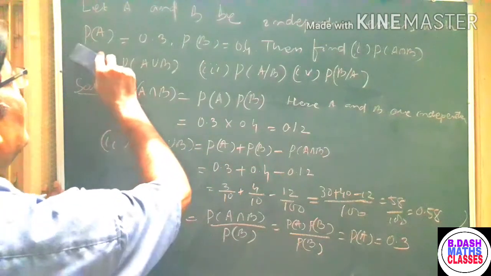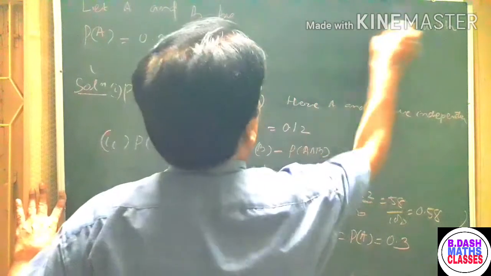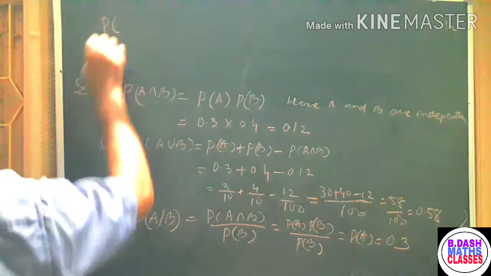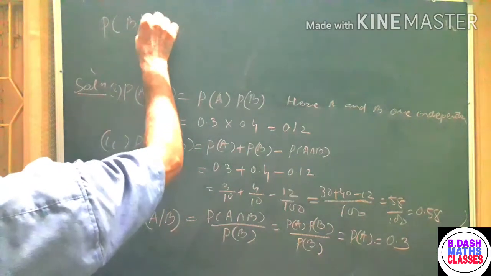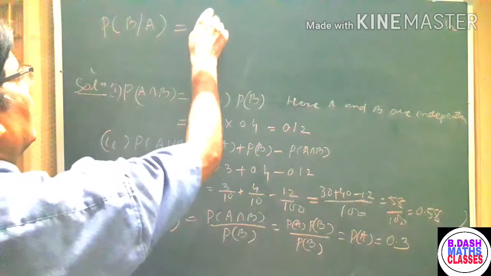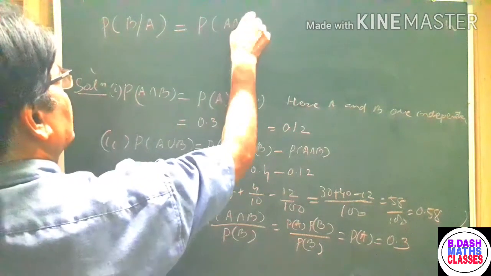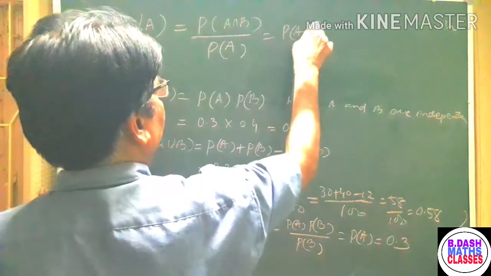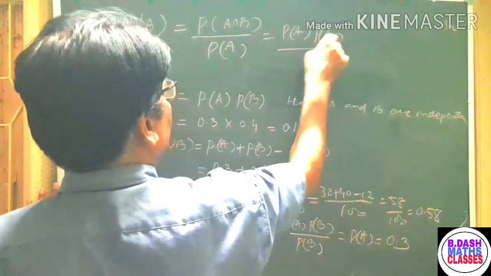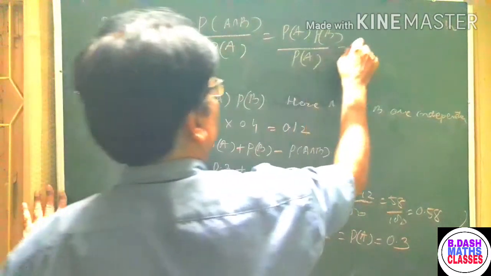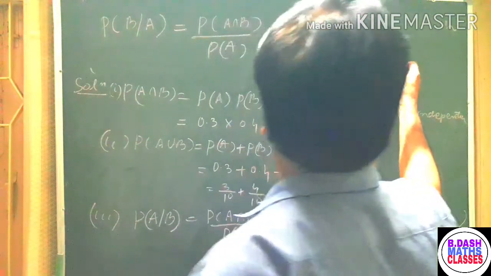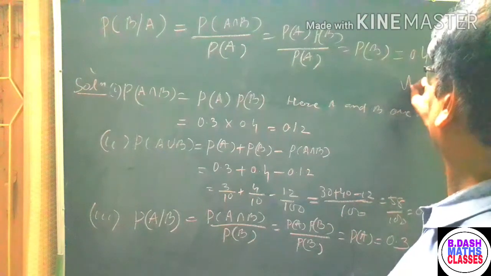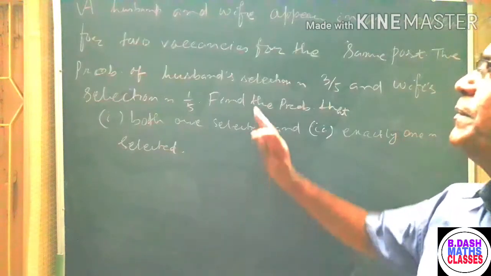Similarly, the fourth bit we have to solve here. The probability of B when A has occurred is equal to P of A intersection B by P of A. This is probability of A, probability of B by probability of A, which is equal to the probability of B, because here A and B are independent events, and is equal to 0.4. So that is the answer. Let us proceed to the next problem.